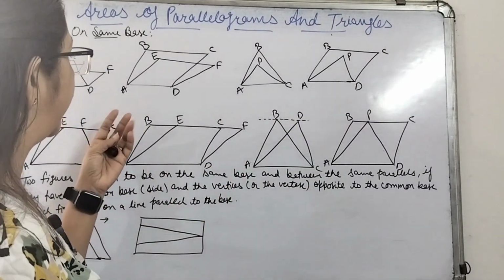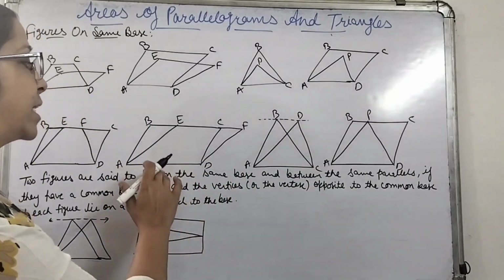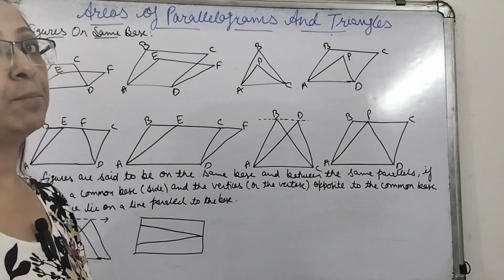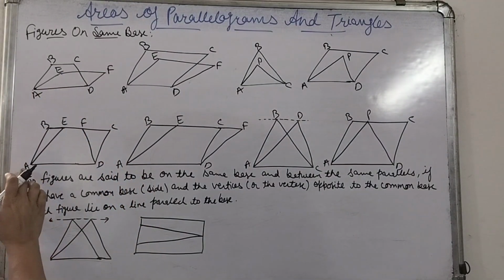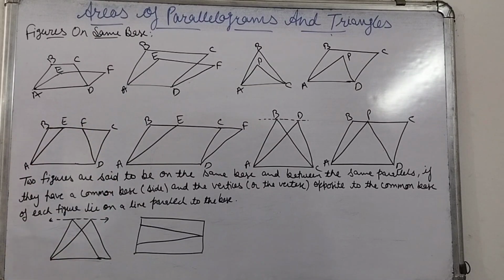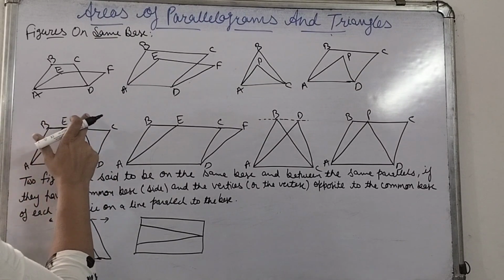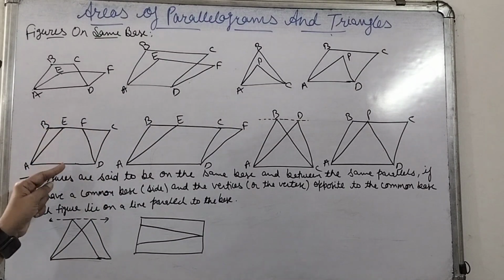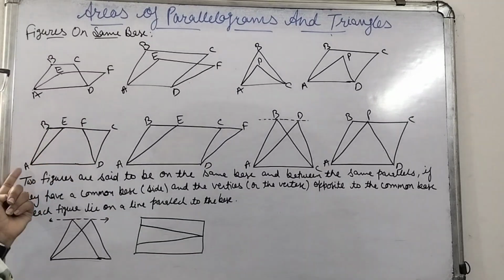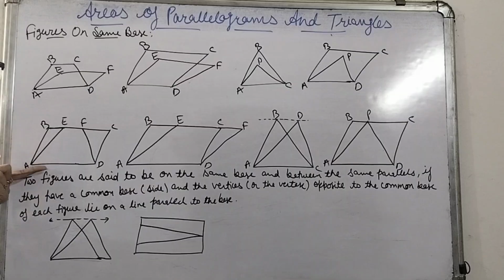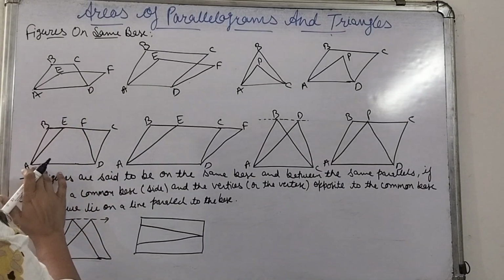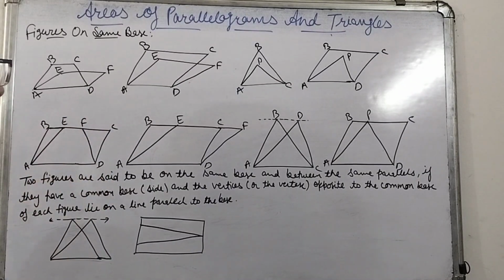Now, when we say the two figures are on the same base and also between the same parallels: suppose there are two figures, one is the parallelogram ABCD, and another is the trapezium AEFD. These two figures are on the same base AD. They have a common side, and that common side is AD. That means they are both on the same base AD.